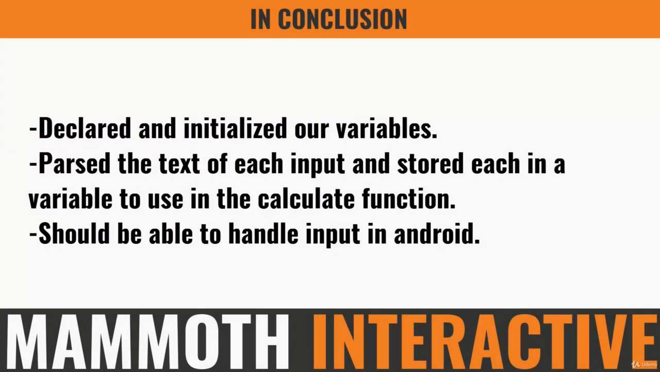In this part of our tutorial, we declared and initialized our variables in Android. We did this by passing the text of each input and storing it in a variable to be used in the calculate function. We did this in iOS before, and now we've done it in Android. By now you should be able to handle input text in Android, so pass it and store it in a variable to be able to use in calculation or manipulation or whatever you want.